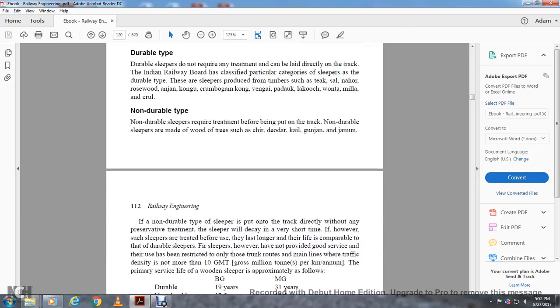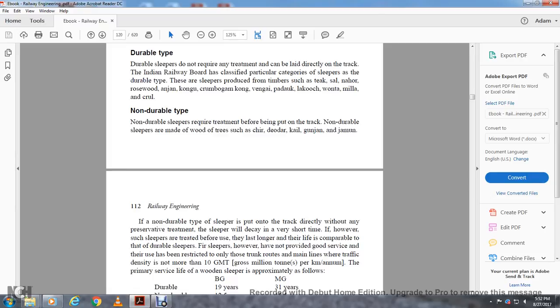I guess these are different names, like Indian names for them. And the non-durable type of sleeper, if put on the track directly without any preservative treatment, will decay in a very short time. However, if such a sleeper is treated before use, it lasts longer. Their life is comparable to durable sleepers. These sleepers, however, have provided good service.